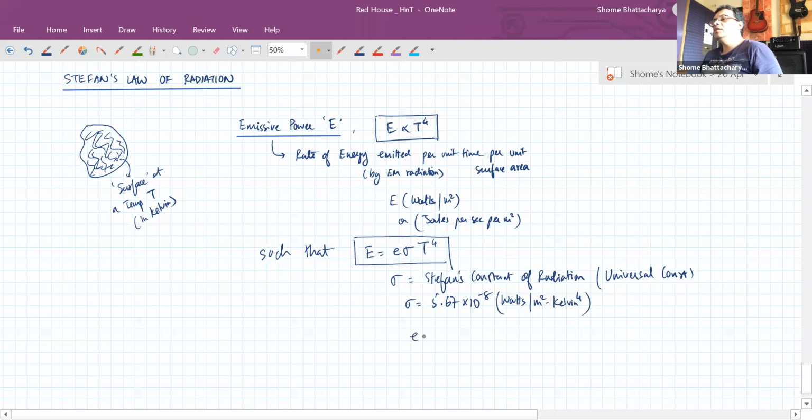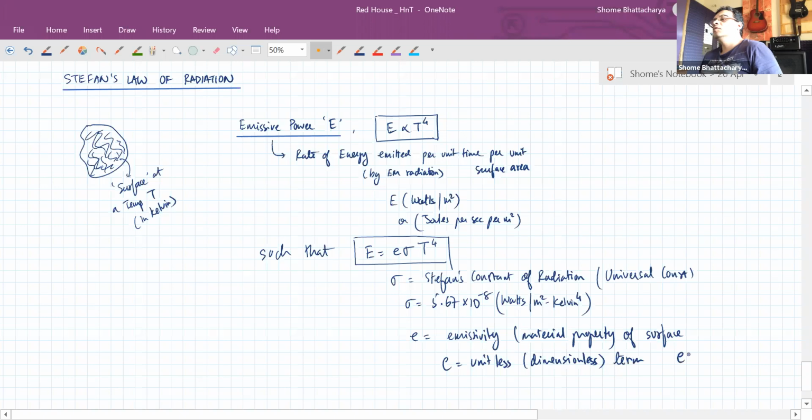Okay. And small e is called emissivity. It is a material property of the body. Okay. Now e is a unitless or dimensionless term, which is less than 1. Greater than 0, but less than 1. Okay, so this is the statement of Stefan-Boltzmann law.